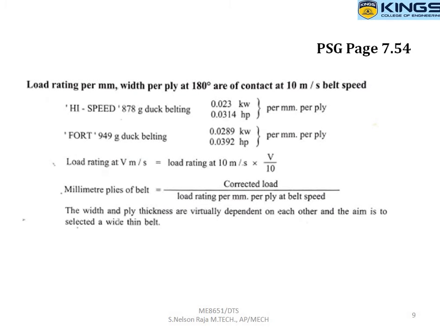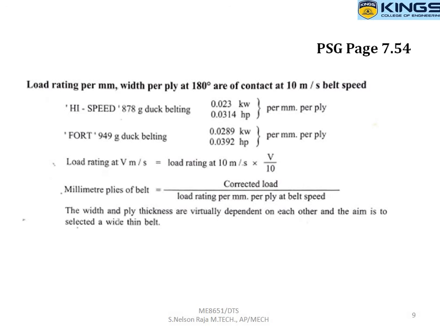When you refer to page number 7.54, we have to find the load rating. In the previous step we selected the belt type, either Dunlop high speed or Dunlop 4949G. For the suitable belting we have two different values, per mm per ply, and we select one of them according to the belting condition. We have another formula: load rating is equal to load rating at 10 meters per second into V by 10. When we substitute the velocity value here, we can find the load rating.